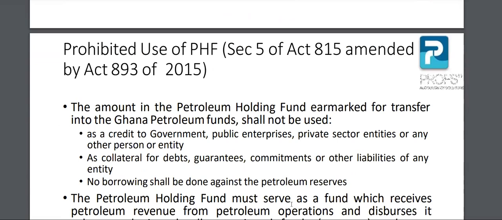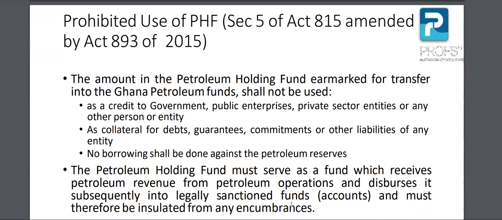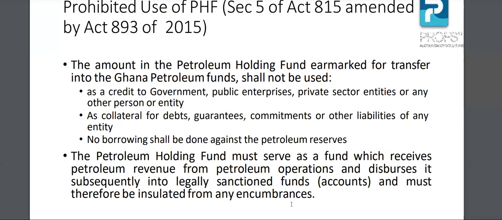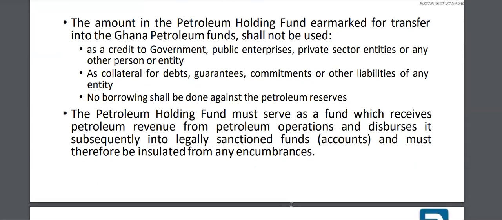Section 5 looks at prohibition for the use of the PHF. Like I indicated earlier, it cannot be used as collateral for debts or guarantees. It cannot be used as credit. No borrowing can be done. Its main purpose is for collection and disbursement, or let me say receipts and disbursement. So in an examination condition, you can be asked the prohibition of the use of the PHF, and these are what you need to provide.